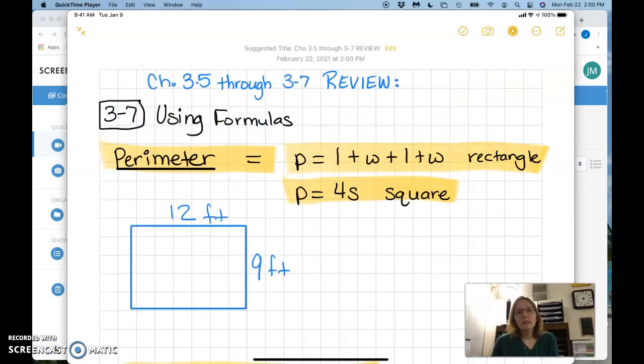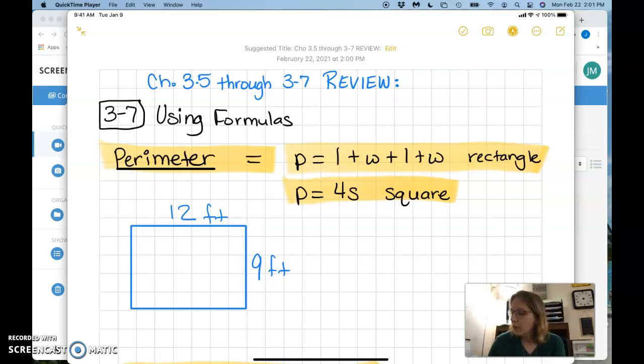Okay, so on your note card, you're going to want to write what I've highlighted in yellow, because this is your next formula. The formula for perimeter is going to be P equals length plus width plus length plus width. And that is the perimeter of a rectangle. And then for a square, a lot of times you'll see perimeter equals 4 times S.